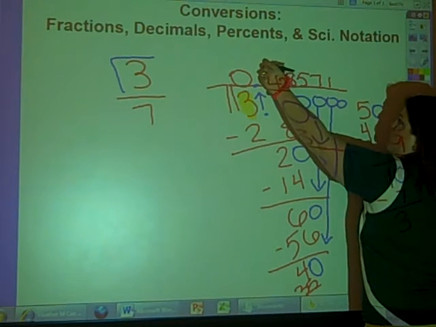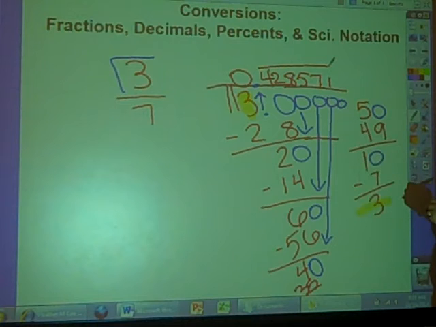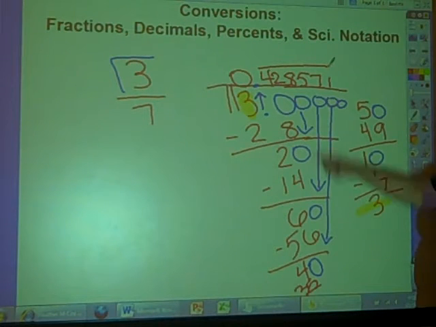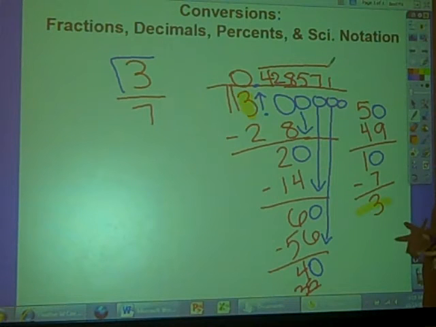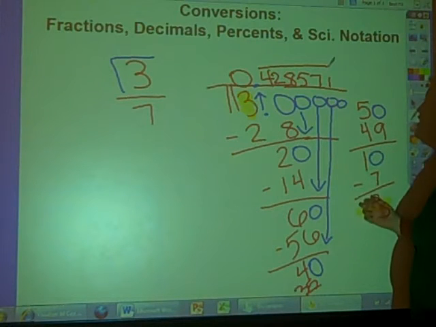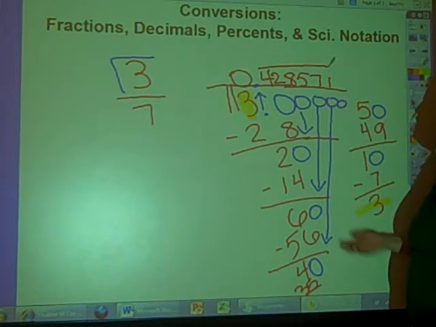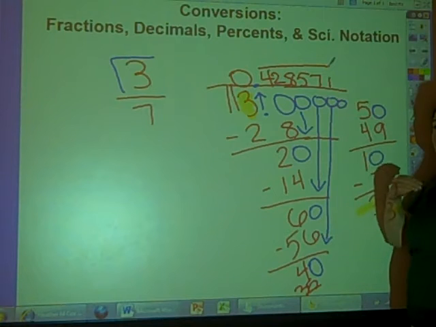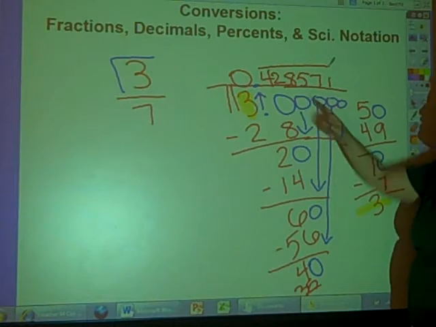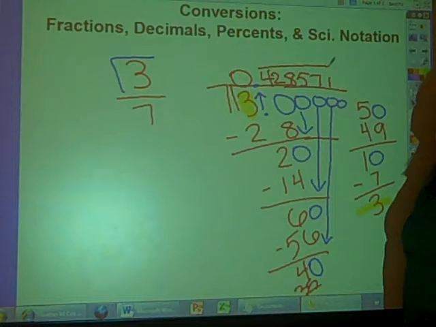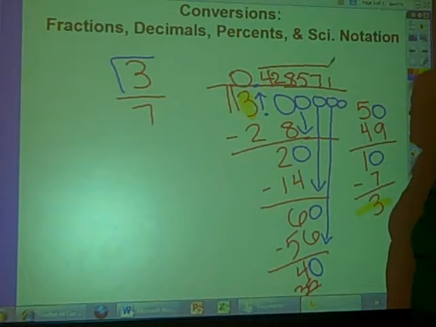So to show that it's going to repeat, you have that bar all the way across it, and you do have it for all the numbers, because it's going to continue to be 0.428571, 428571, 428571. And instead of constantly working it out, because you'd be working for the rest of your life, you can just show the bar, which means that it repeats. And again, it goes over all of the numbers because all of those numbers will repeat.